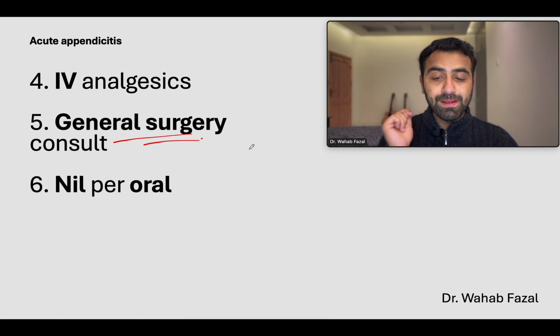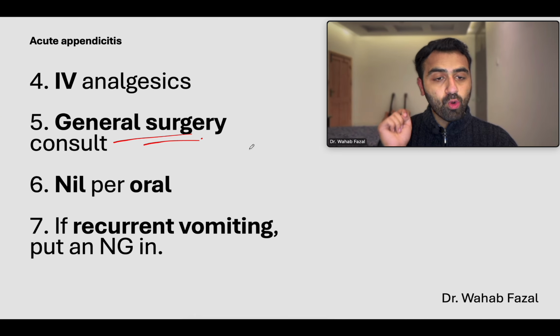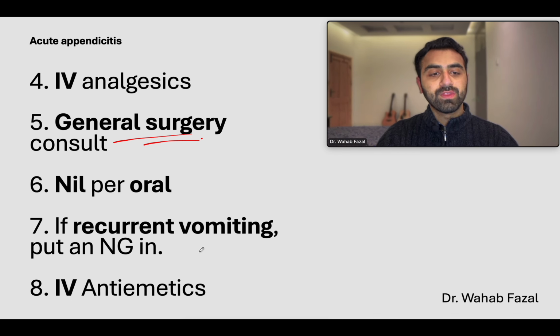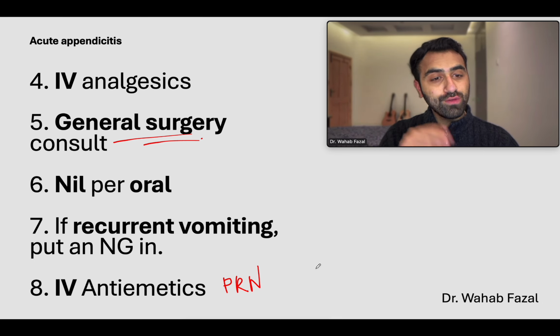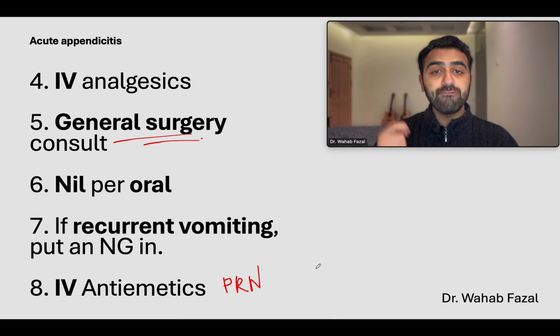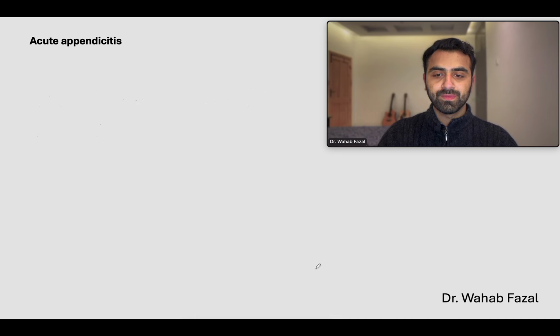You want to get this patient nil per oral. Again, this patient might need some sort of a procedure, and for whatever procedure, they want to be nil per oral. If this patient is vomiting recurrently, you want to put an NG in. You want to put a nasogastric tube in because you want to decompress the stomach and you don't want them aspirating on some sort of content. Then you want to put them on IV antiemetics, PRN. If the patient is vomiting again and again, you want to put them on IV antiemetics. You're going to do all of these steps for every patient that presents with acute abdomen in your emergency.